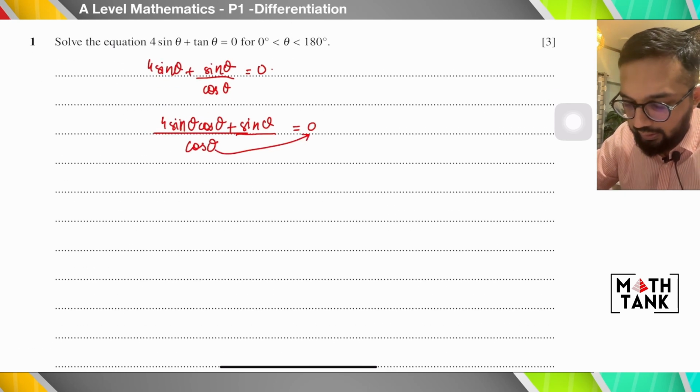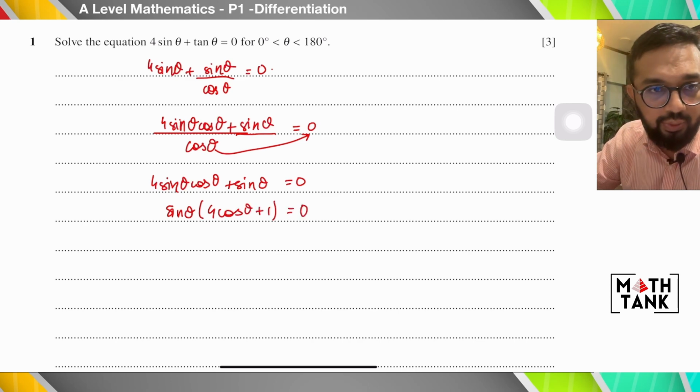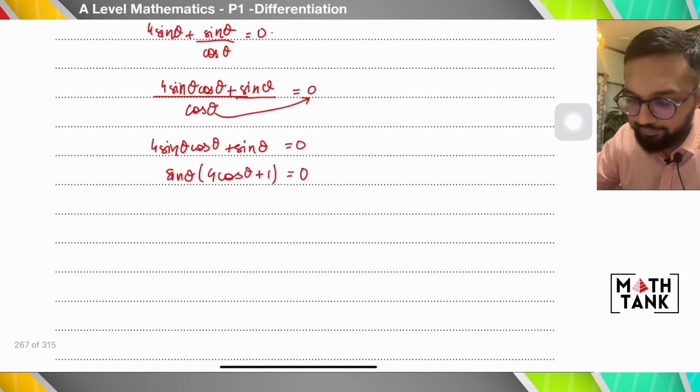This cross multiplies and gets done with. 4 sine theta cos theta plus sine theta equals 0. Since sine theta can come out common, I can say that this is sine theta times 4 cos theta plus 1 equals 0. So either sine theta equals 0 or 4 cos theta plus 1 equals 0.